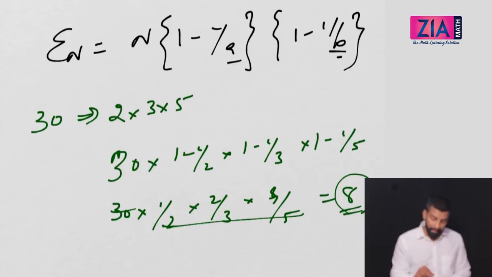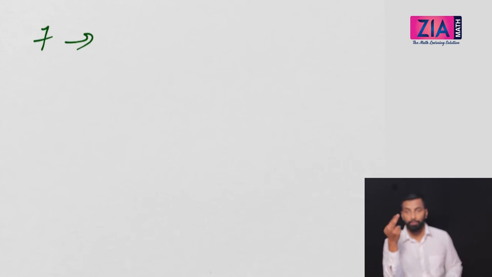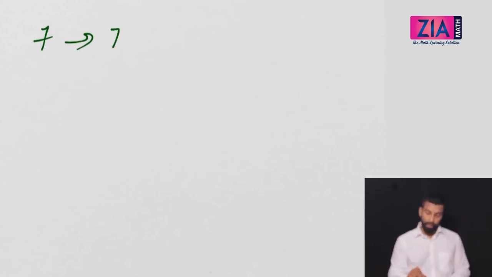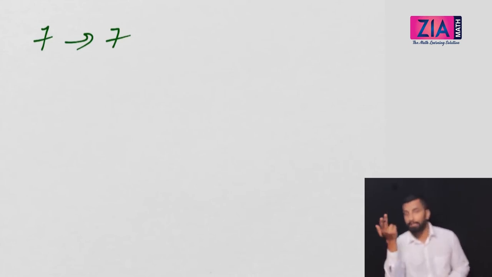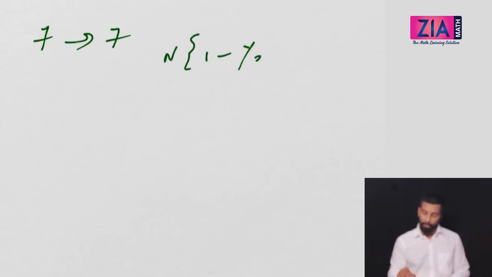Now, one interesting thing I tell you. If you need to find the Euler's number of a prime number, let's find it out for 7. So what are the factors? 2 factors, 1 and 7, right? So that means n into 1 minus 1 by a only, since only one prime factor. If 2 factors are there, n into 1 minus 1 by a into 1 minus 1 by b. If 3 are there, n into 1 minus 1 by a into 1 minus 1 by b into 1 minus 1 by c. Here it is only 1, so n into 1 minus 1 by a.